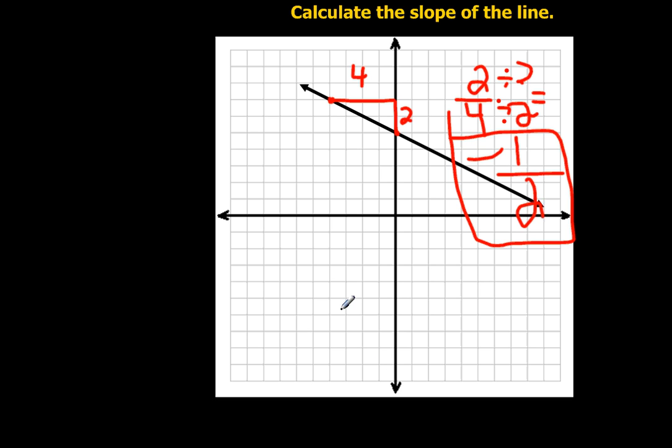So that's what we got. Rise over run and Slope Man. Positive, negative, undefined, and 0.